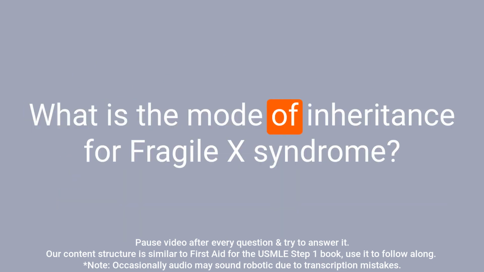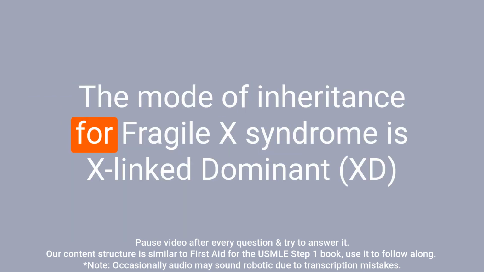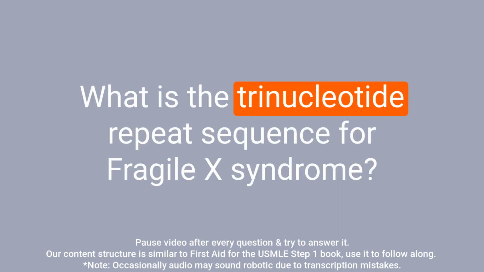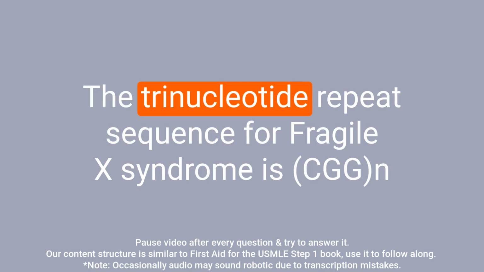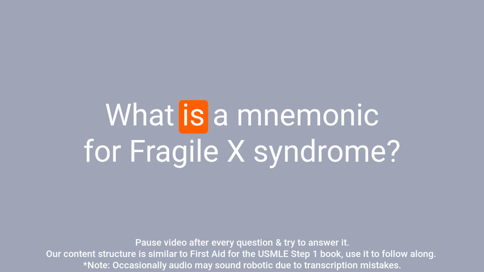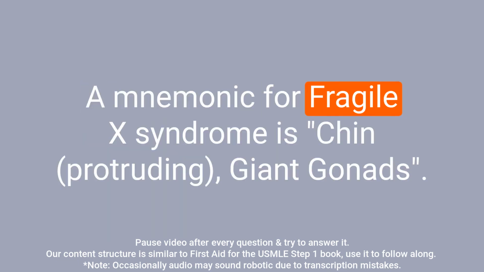Question: What is the mode of inheritance for Fragile X syndrome? Answer: The mode of inheritance for Fragile X syndrome is X-linked dominant. Question: What is the trinucleotide repeat sequence for Fragile X syndrome? Answer: The trinucleotide repeat sequence for Fragile X syndrome is CGG. Question: What is a mnemonic for Fragile X syndrome? Answer: A mnemonic for Fragile X syndrome is chin, giant gonads.